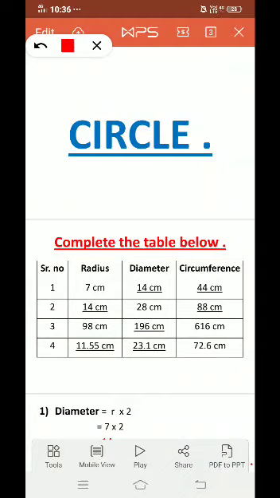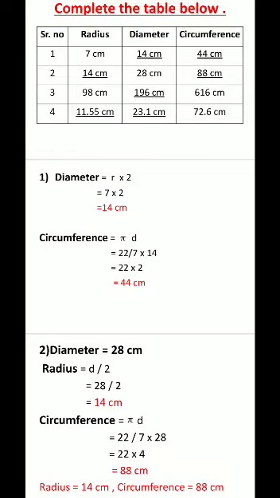Okay, first one is complete the table below. In the first question they have given you the radius, you have to find out the diameter and circumference. You already know that diameter, if I draw this circle, then this is the radius and this is the diameter, meaning diameter is double the radius. Okay, now see here. Now I am explaining you.